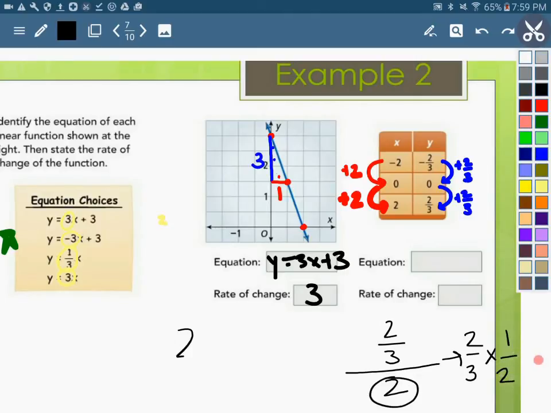Well, if you were to type 2/3 times 1/2 into your calculator, that's going to equal 1/3. Your calculator may have even spit out 0.3 repeating. That's the same thing as saying 1/3. So now I can go over to my equation choices, and I can see this equation right here is the only one that has the rate of change of 1/3. So the equation for the table must be y equals 1/3 x.